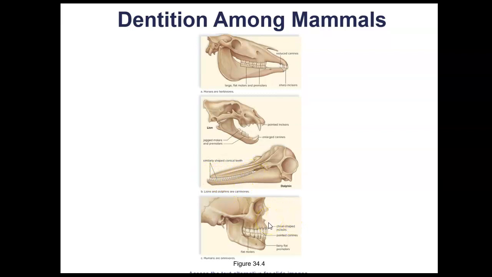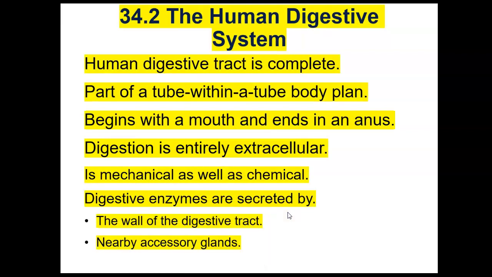But in a human skull, which is designed for eating meat and plant material, you're going to see the incisors shaped for clipping plant material, but you're also going to see pointed canines for the meat, and then you're going to see the flat molars for grinding. So it's like a combination. Now we're going to move on to section 2 and focus on the human digestive system.